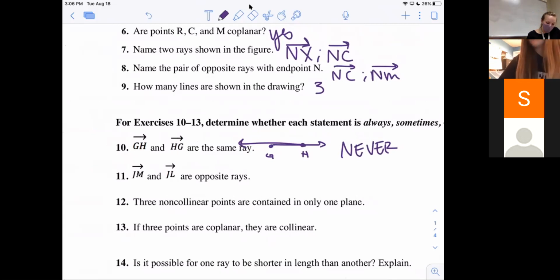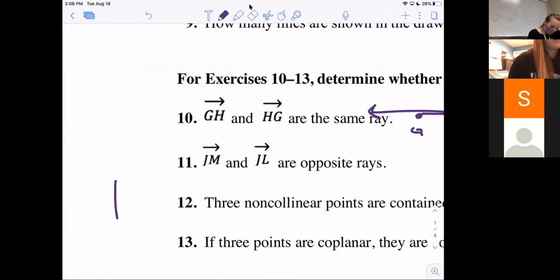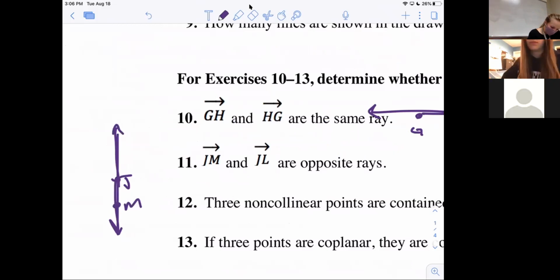JM and JL are opposite rays. Sometimes. We could draw them to be opposite rays, right? I could say this is JM. I could say this is JL. Pretend that's a nicer line than it is. Those are opposite rays. But I also could have drawn JL to be this. And are those opposite rays? No. Since I can do both of them, though, it's a sometimes.